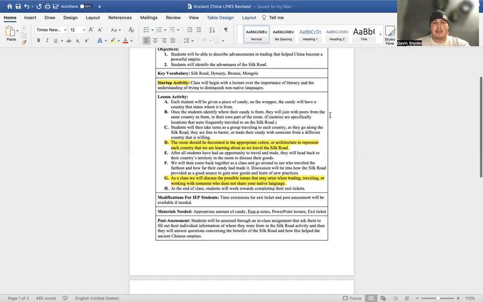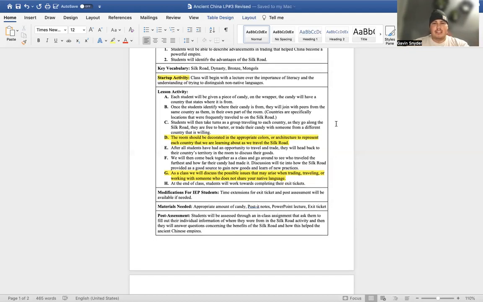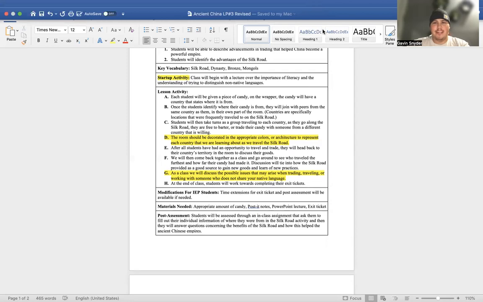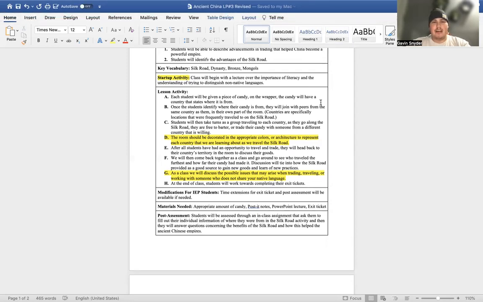when doing things like that. The lesson, which the kids really seemed to like, which I was hoping they would because they got candy. Whenever kids get candy, they always are more interested. To start out, each student would be given a piece of candy. The wrapper will have a country that states where it's from. It might be the modern country today, but it was the empire, whether it's from China or Africa or wherever it was that traveled the Silk Road. So each candy was from a different place.